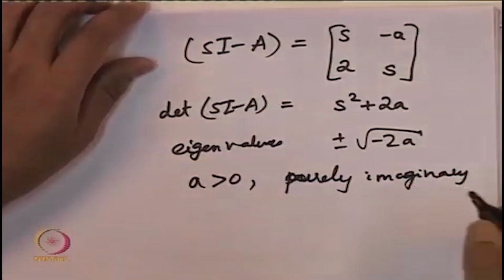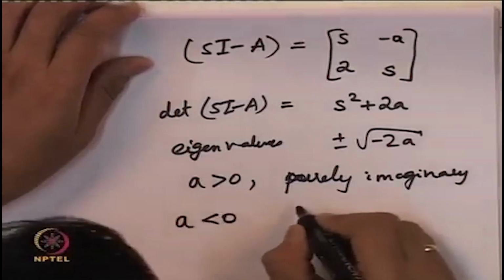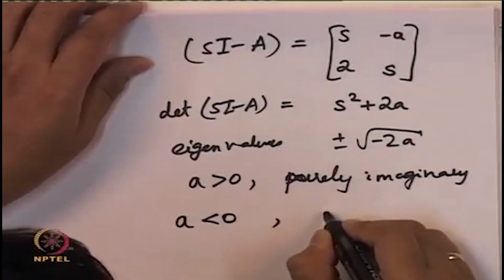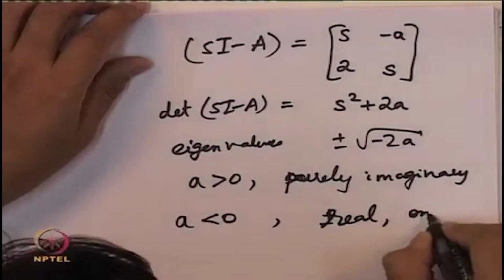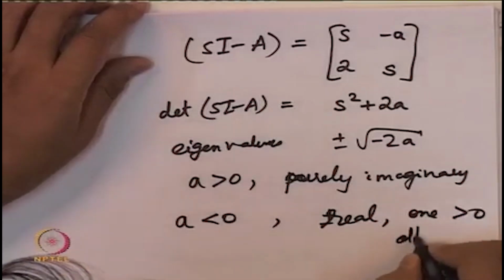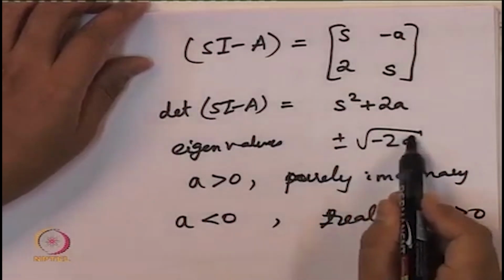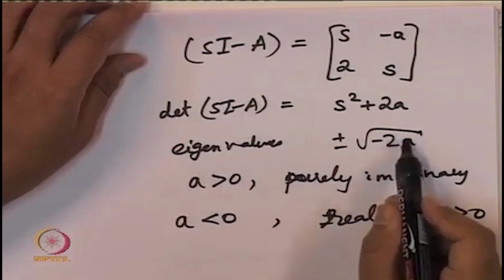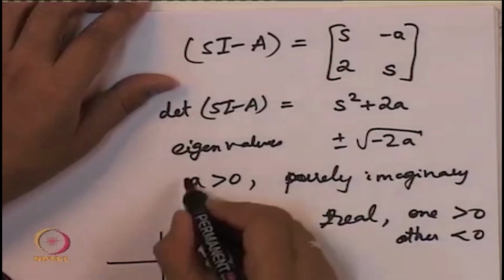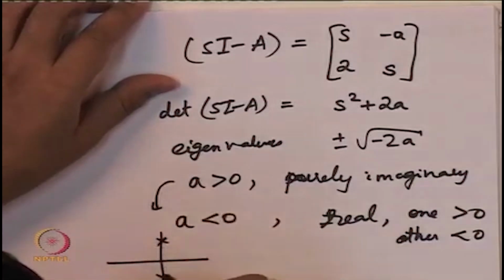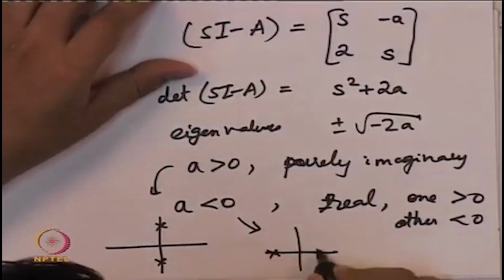If the eigenvalues are purely imaginary, then we know for a linear system there are periodic orbits, and if a is less than 0, then the eigenvalues are real. One of them is greater than 0, the other is less than 0. Why? Because if a is negative, the quantity under the square root sign is positive, so we can take the square root, and one is positive, one is negative. So for this case, the eigenvalues are here, and for this case, the eigenvalues are here and here.